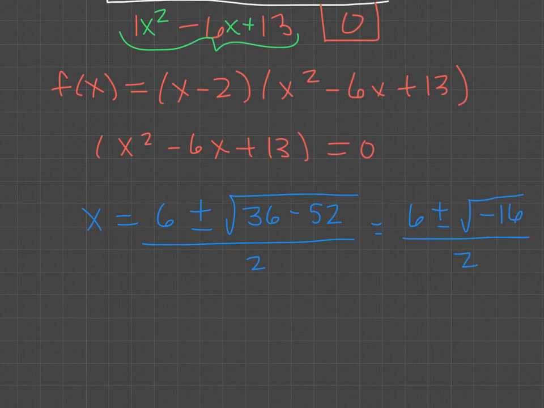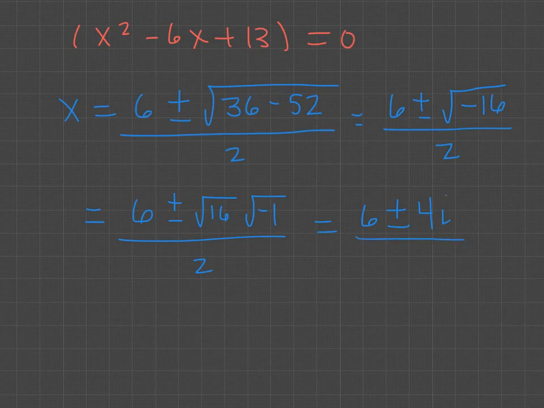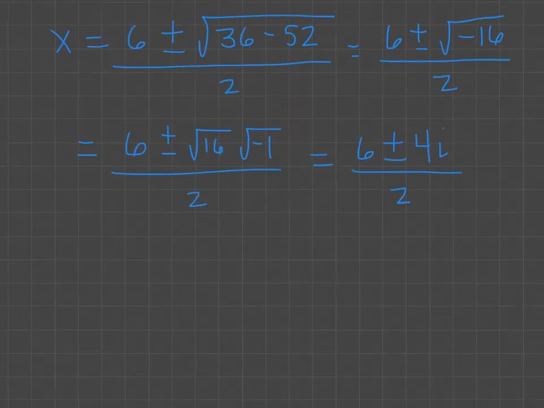All right, so we have a negative under the square root. We're going to get some complex zeros here. We want to rewrite that using i instead of a negative under the square root. So we can write that as square root 16 times square root negative 1. And square root 16 will simplify to 4. And square root negative 1 we can write as i. Now, we want to simplify as much as possible.